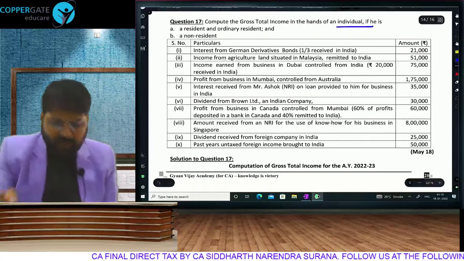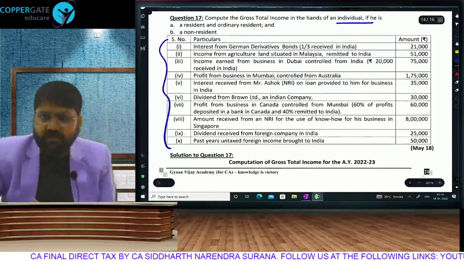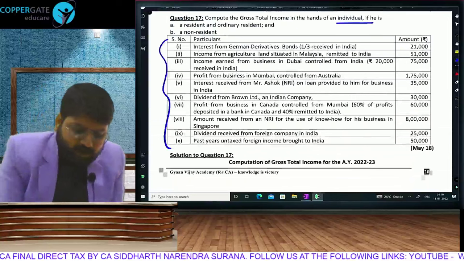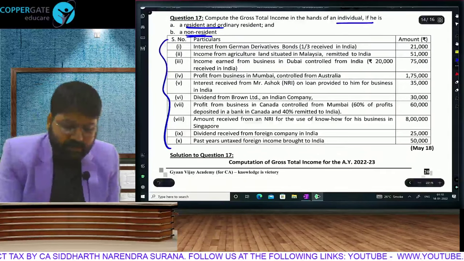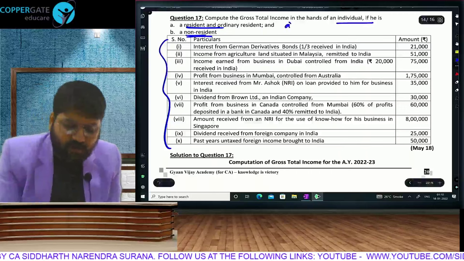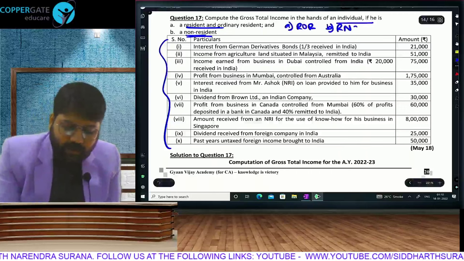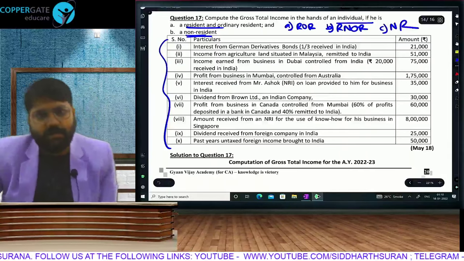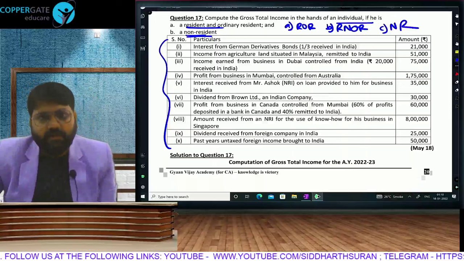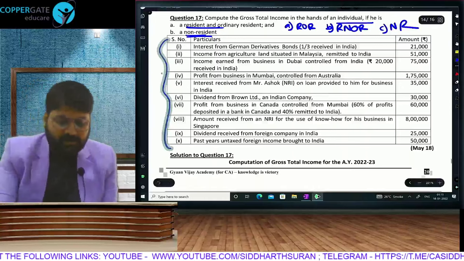Compute the gross total income in the hands of the individual. Means what have they given again? A list of incomes is given. You compute if he is ROR, which of these will be taxable, and non-resident. I change the question. We will do all three columns. Like question number 9. In question 9, did we do three columns? ROR, RNOR and non-resident? All the three columns. This question is exactly same as question number 9.